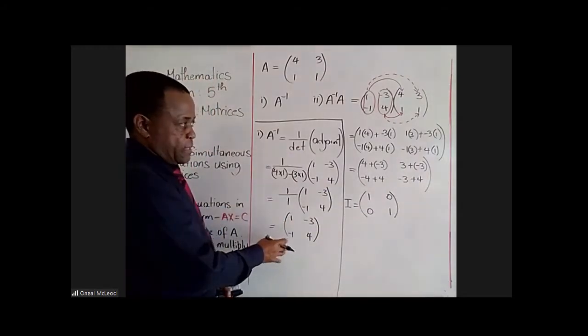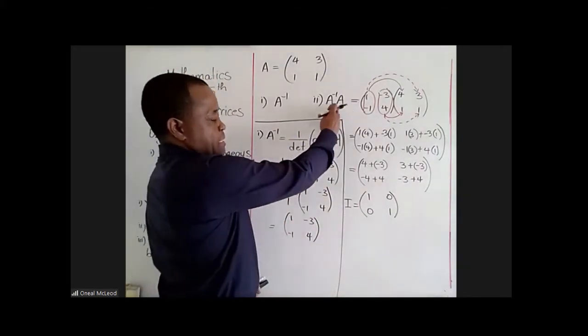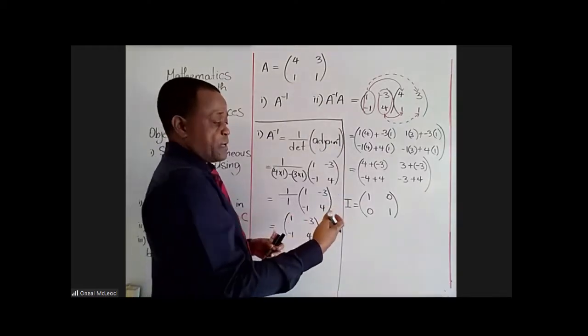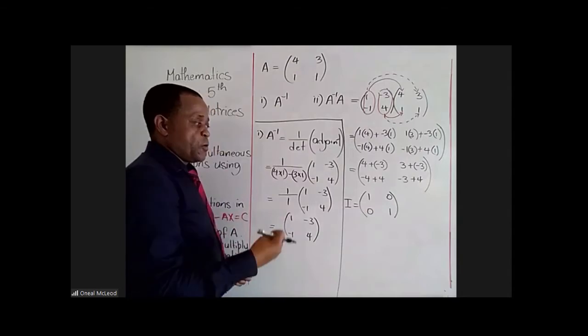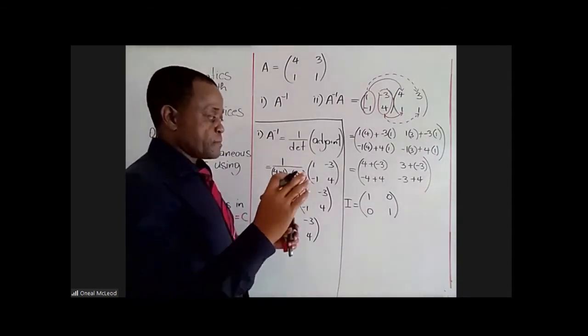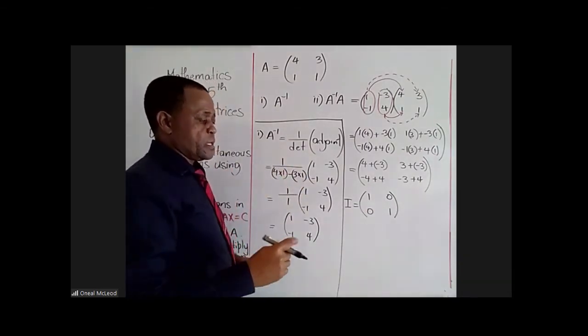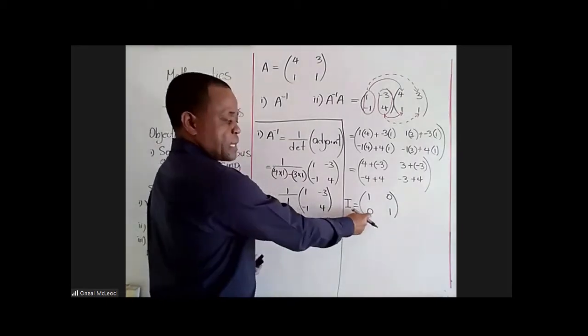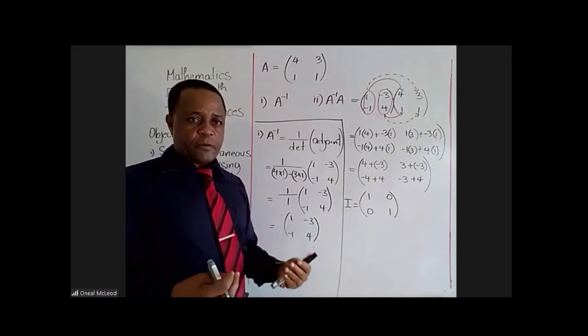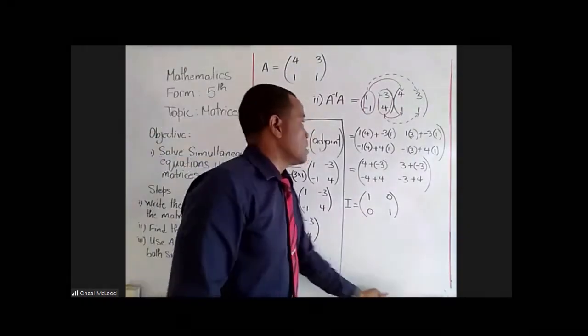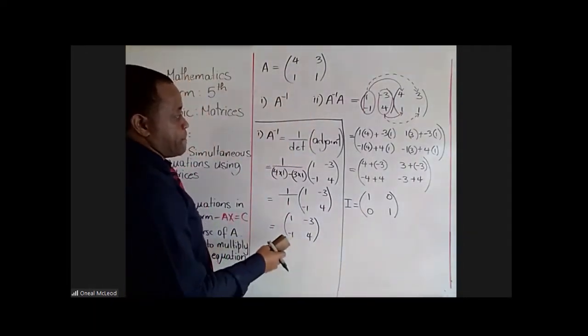So we looked at how to find the inverse. We looked at the inverse multiplied by the matrix itself. What's the result? It's the unit matrix. Now, before we actually look at a question with the simultaneous equation, we're going to look at the unit matrix and see how this unit matrix operates. All right. So let us see what happens there.